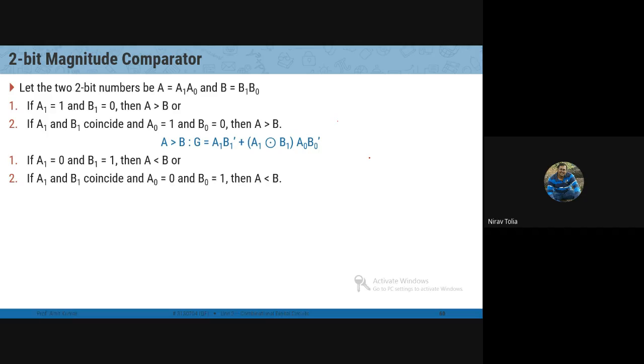Now again, let's focus on the equation. This is the equation for A less than B. A1 dash B1 is for the first case. And if my A1 coincides with B1, then A0 dash B0 is for the second case, case number 2.